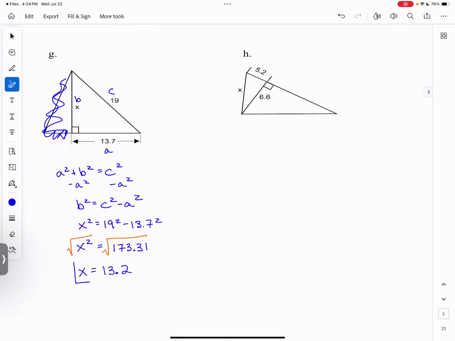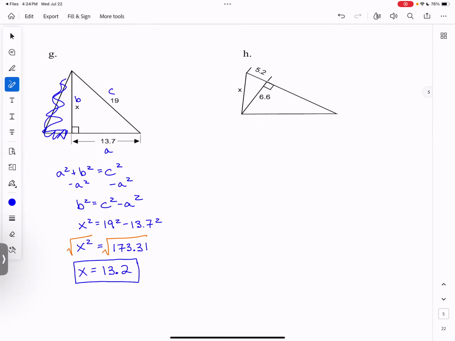And again, if you look at the picture, that makes sense. That's less than our hypotenuse, and side A and B look pretty similar too, although not all your triangles will be drawn completely to scale. Okay, let's look at this next one now.